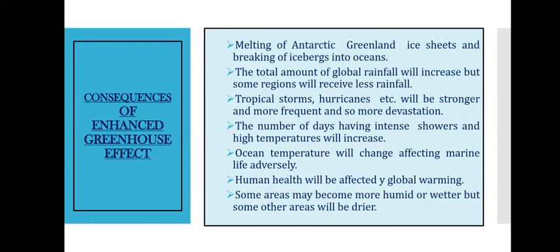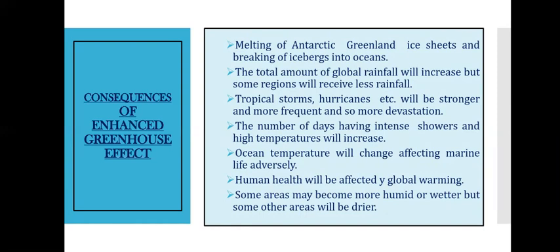That means the summers become hotter, the winters become colder, and during the rainy season there are large amounts of rain. The ocean temperature will change, affecting marine life adversely. Now, in this case, when the temperature of the water bodies increases, the dissolved oxygen, which is around 3%, is the solubility of oxygen in water. That is what we call dissolved oxygen.